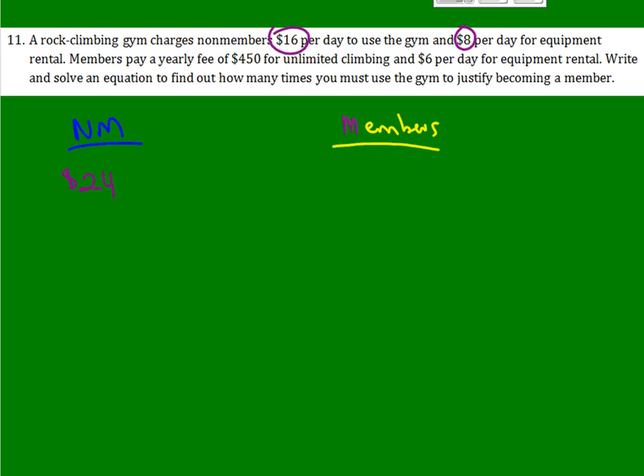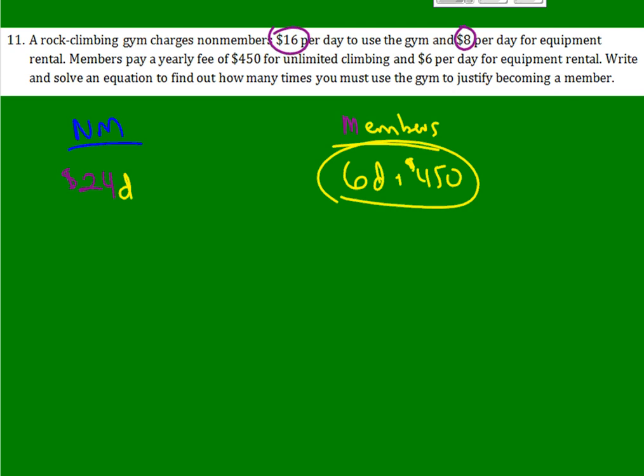Members pay $6 a day plus $450. So non-members pay $24 each time they go. Members pay $6, but they pay $450 up until that point. So now what we want to figure out is at what point does this become the better option?